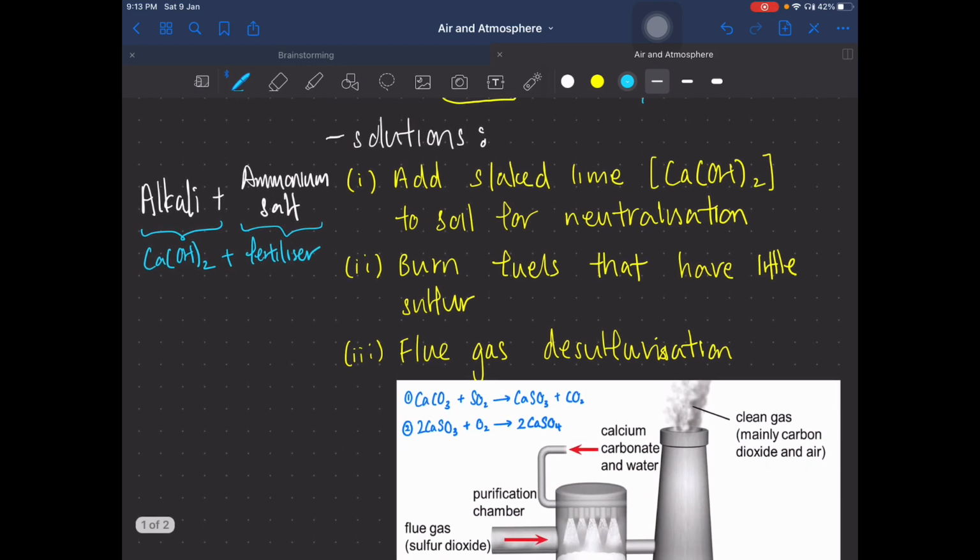Some other solutions. First and foremost, instead of treating the issues caused by acid rain, let's not burn fuels that contain sulfur, right? By not burning fuels, or burning fuels that have very little sulfur, we can avoid generating sulfur dioxide.